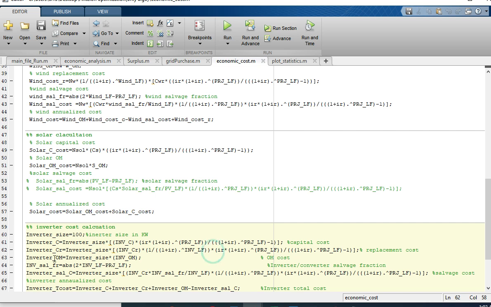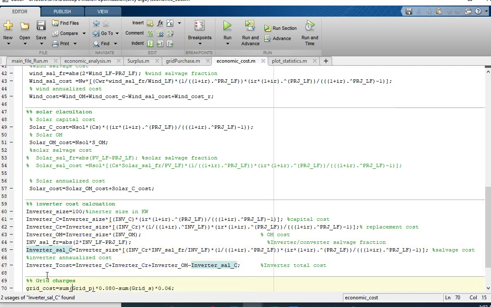So the remaining life after the project life will be 5 years, because its life is 15, multiplied by 2, and the project life is 25 years. So the 5 years is the salvage fraction life of this inverter, so its salvage fraction cost should be calculated. So the total inverter cost will be the capital cost, the replacement cost, the OM cost minus the salvage cost.